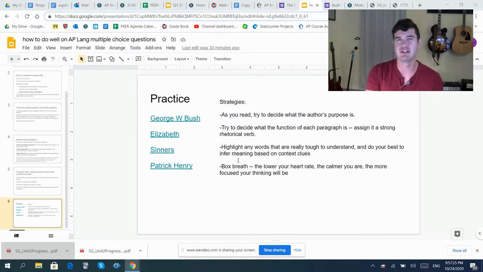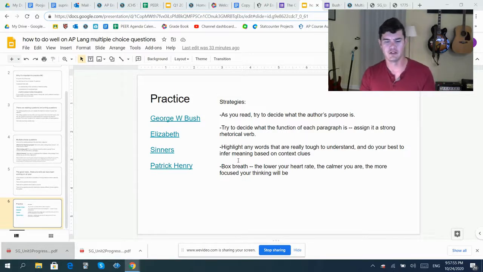Then you have to decide what the function of each paragraph is. Like I've been saying, as you read each paragraph, think, all right, are they developing their thesis? Are they providing evidence, building up to their thesis? Are they illustrating the flaws in something? Are they contrasting something with something else? Just think of those strong rhetorical verbs and try to be applying them as you read, because that will hopefully help you when you start seeing questions that deal with exactly that.